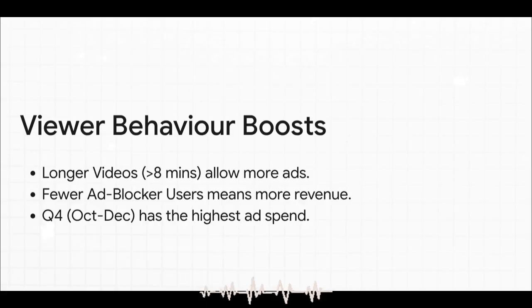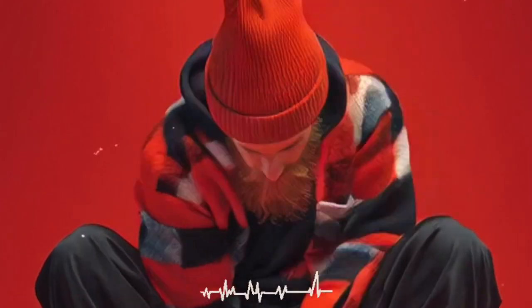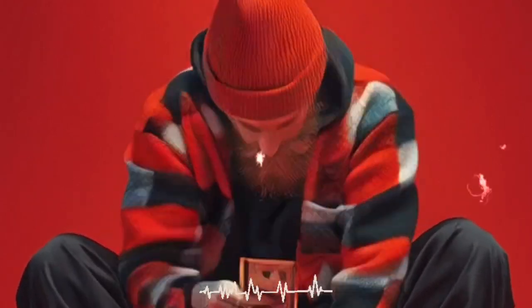And finally, there's viewer behavior. A few things can give your RPM a nice little boost. Videos that are longer than 8 minutes can have ads in the middle, which means more opportunities for revenue. It also helps, obviously, if fewer of your viewers use ad blockers. And don't forget seasonality. Ad spending always spikes in the last quarter of the year for the holidays, pushing RPMs up for pretty much everyone.